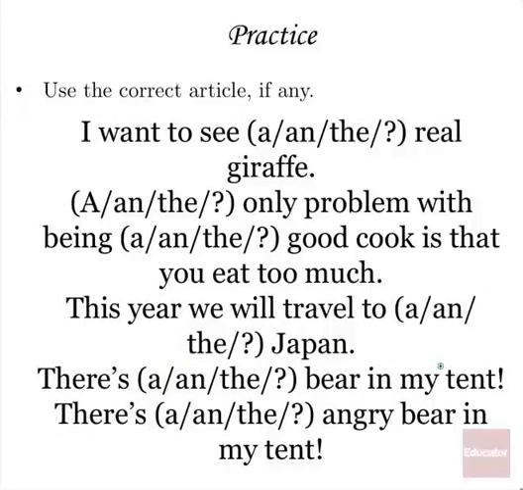All right, let's do some practice to see if we can figure out which of these use articles, and if so, which ones. I want to see a and the, or no article: real giraffe. A and the, no article. Only problem with being a and the, no article: good cook is that you eat too much. This year we will travel to a and the, question mark: Japan. There's a and the, no article: bear in my tent. There's a and the, no article: angry bear in my tent.